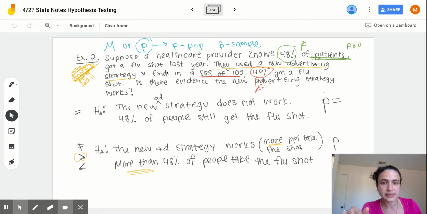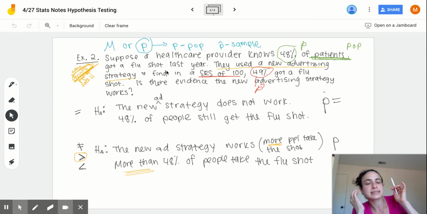Please make sure you find the difference between P and P hat. P is the percentage of all patients who got a flu shot. P hat is the percentage of the sample that got the flu shot, because P is about the whole population, P hat is about the sample. You're going to have to be able to tell those apart. So since the population is all hospital patients, you're looking for that.